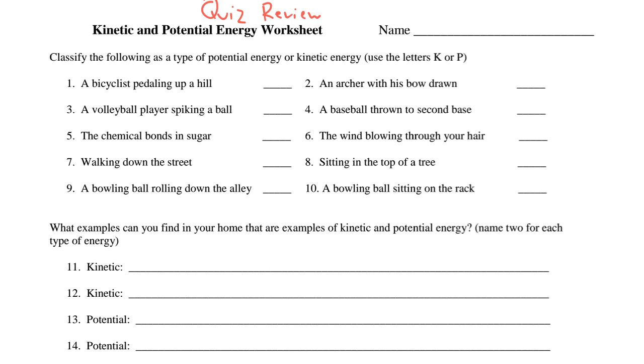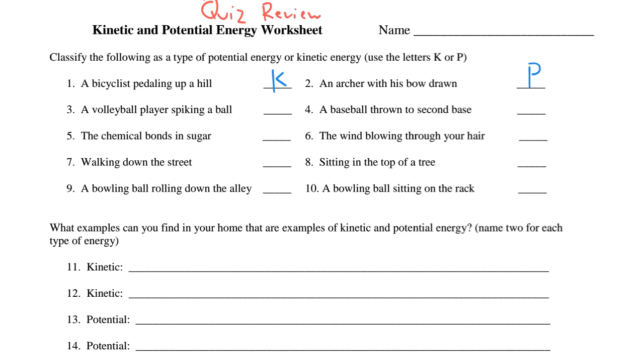Classify the following as a type of potential energy or kinetic energy. A bicyclist pedaling up a hill. If they're pedaling, they're moving, so they must have kinetic energy. Kinetic energy is the energy of motion. An archer with his bow drawn. Nothing is actually moving here. The bow itself flexing is going to store some energy that is released once they release the bow. But until that arrow is released, it's all just storing up potential energy.